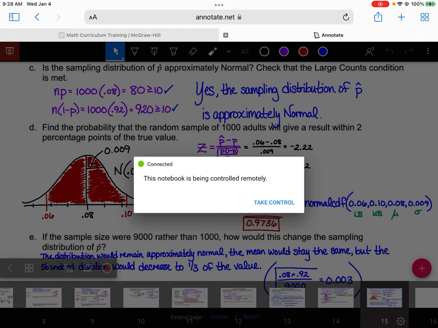If the sample size were 9,000 rather than 1,000, the distribution is going to remain approximately normal. The mean stays the same. If my sample size changes, my mean stays the same. Because remember, my sampling distribution mean of p hat is just p. The size of my sample does not affect that at all. It does affect the standard deviation though.